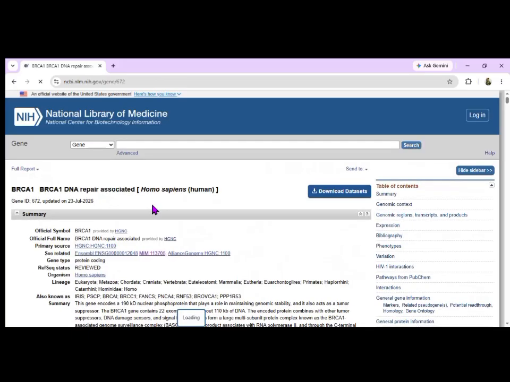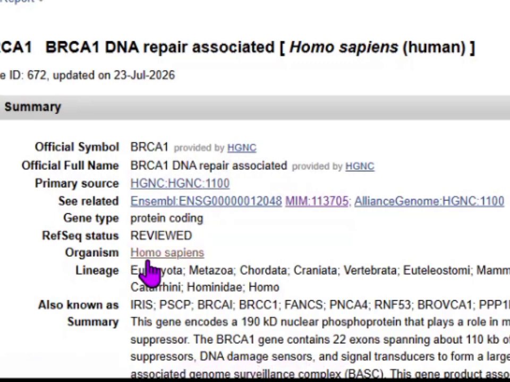Every gene has a standardized name assigned by scientific organizations. For example, BRCA1 is officially called BRCA1 DNA repair associated gene. Along with the full name, we can see here the gene symbol. This is the full name of the gene and this is the gene symbol. Here you can see the official symbol and official gene name. Next is the organism, Homo sapiens. This is the gene type: it is a protein coding gene.